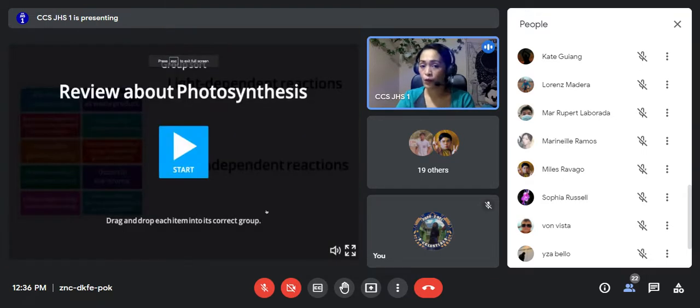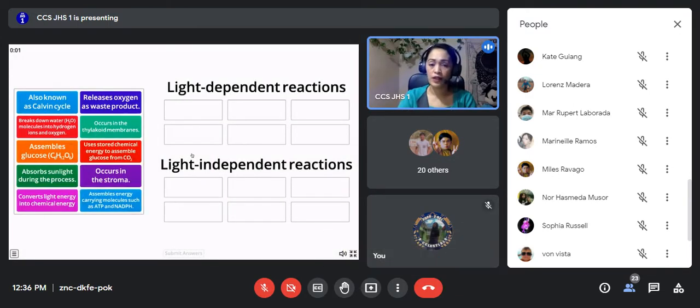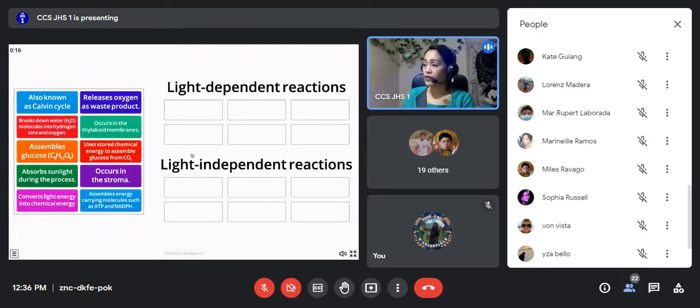So I have here the word wall. What we will do in this activity is that there are 10 statements, and each of these statements either belongs to light independent or light dependent reaction. If you remember, these are the different stages or reactions under photosynthesis. We know light dependent as the first stage, or the light reaction or light stage. And then we have the second stage called light independent reaction. Sometimes it's also called Calvin cycle or dark reaction.